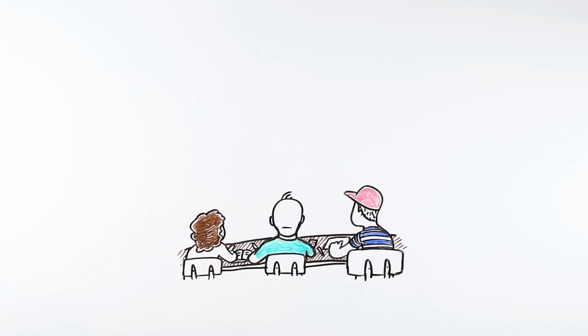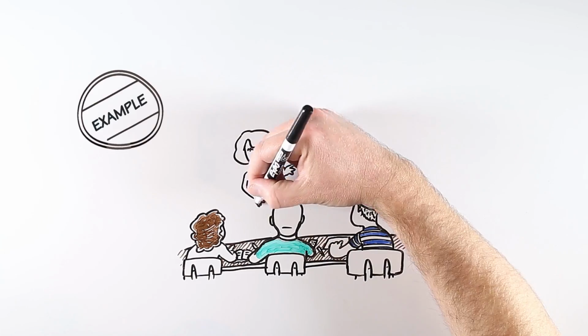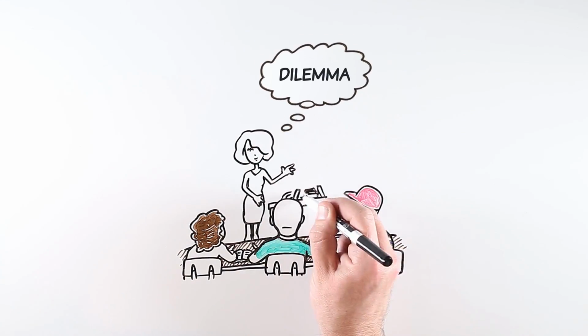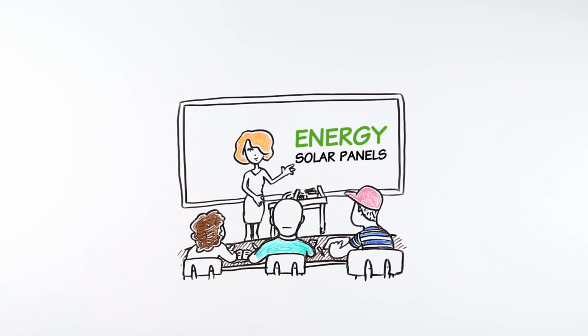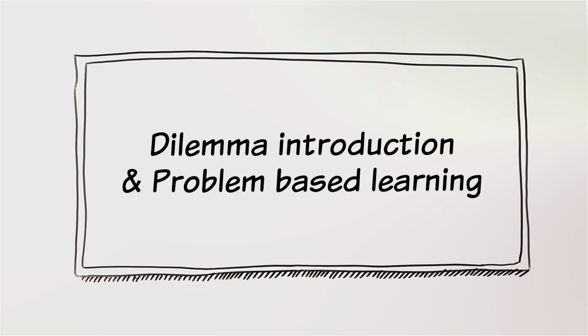Now we will show you an example of the VaKE process. Petra must think up a dilemma that is related to the content she will be teaching. For instance, energy is the topic for today's class. Dilemma introduction and problem-based learning.